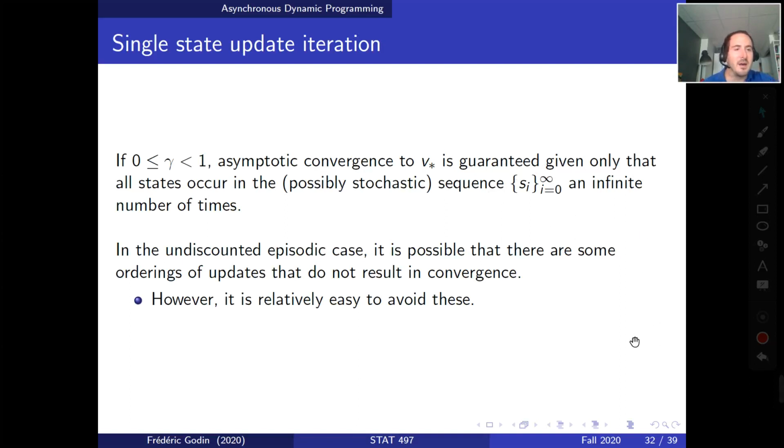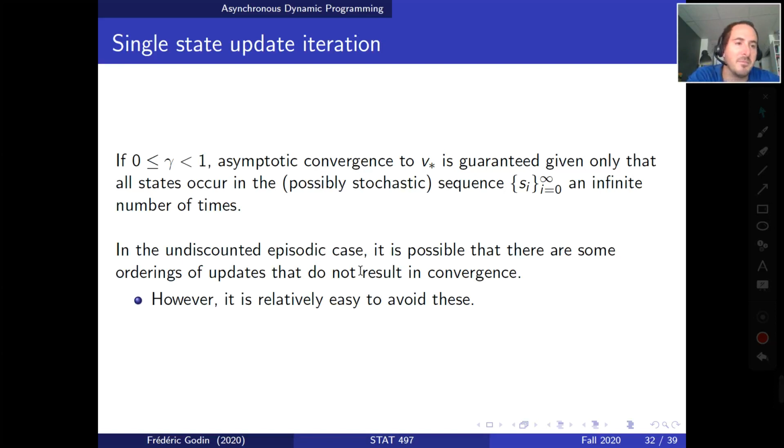However, I wasn't exact because I didn't tell you that previously, but if you have an episodic case that is undiscounted, you can build specific examples where you will never converge to the optimal value function. Okay, so it's possible to trick the system and provide it with counterexamples where your asynchronous dynamic programming will never converge if you have no discount factors.